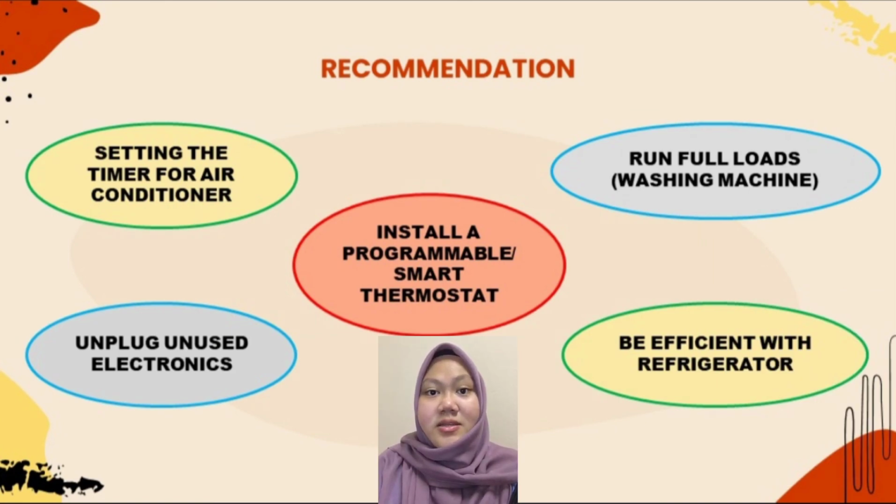For the last part is the recommendations. We have 5 recommendations, which are: smart thermostat, run full loads of the washing machine, be efficient with the refrigerator, unplug and use the electronics, and set a timer for the air conditioner. For the smart thermostat, it can be set to automatically turn off during the times when you are asleep or away. Besides that, we need to collect all the clothes to be washed according to the capacity of the washing machine.